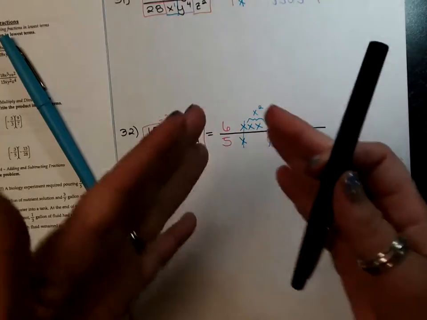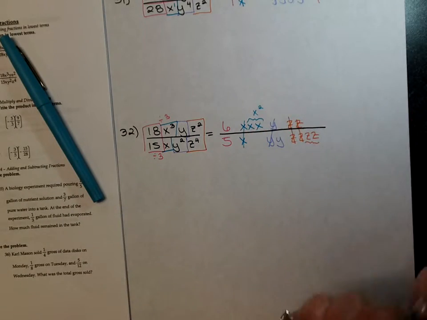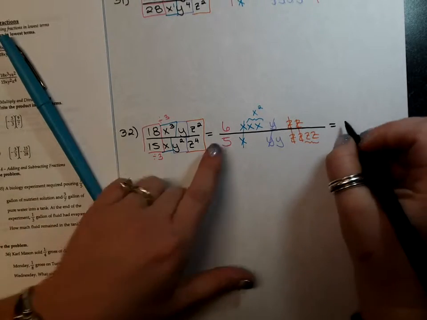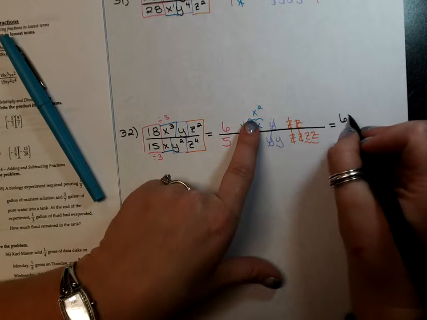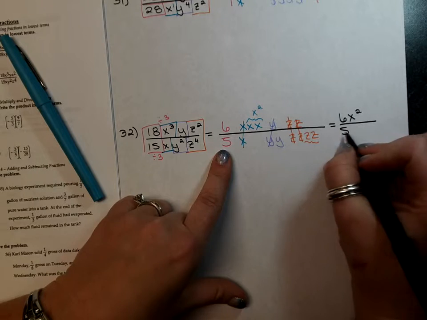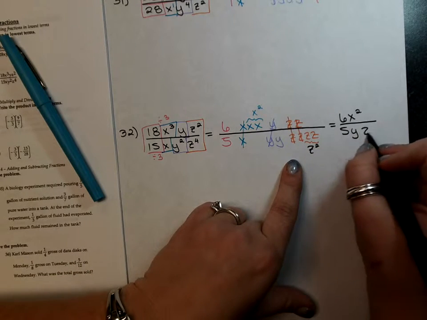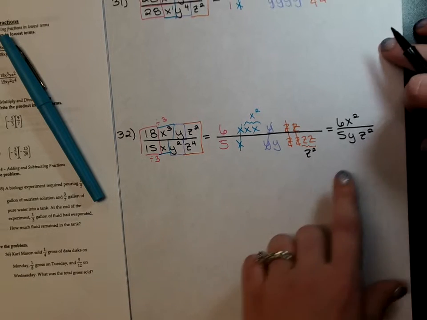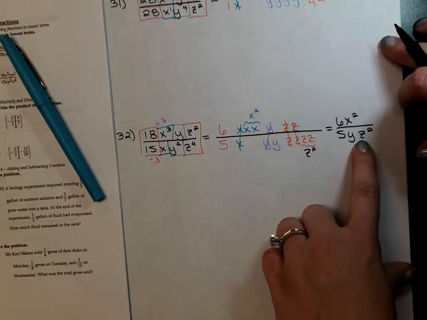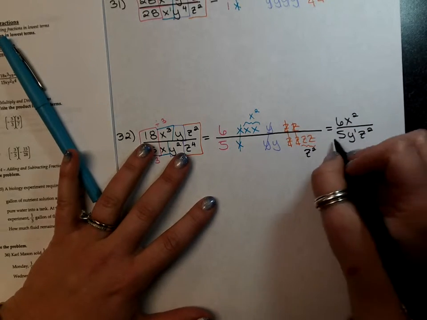So if we put all that back together, you kind of separate it all apart, numbers, letter, letter, letter, and then you kind of put it all back together. So on the top we have 6, and then we have x squared. On the bottom we have 5, y, and then we have 2 z's, so we write that z squared. 6x squared on top, 5y z squared. If it helps, that's y to the first, 1y.